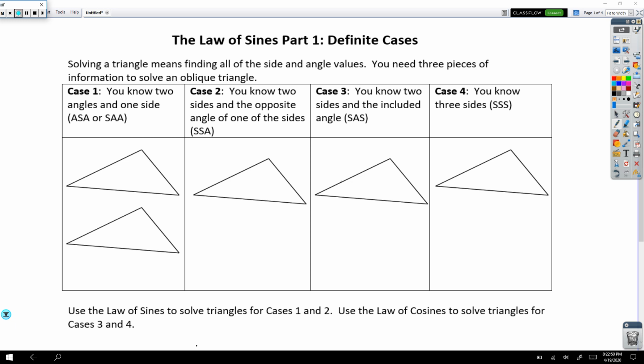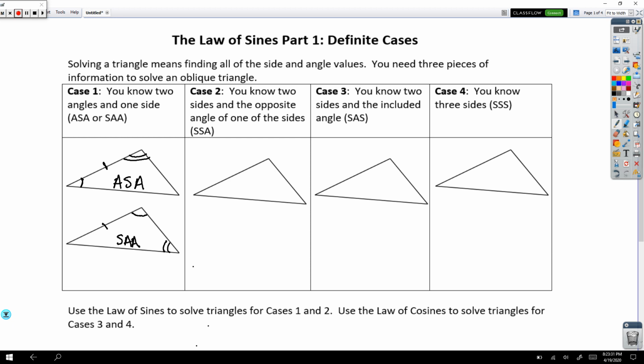So case 1 is when we have 2 angles and 1 side. So the first example of that is ASA, or angle side angle. What that looks like is I have an angle, the side, and then the second angle. So the side is kind of in between the 2 angles. So this would be angle, side, angle, ASA. The other instance we have here would be side, angle, angle, or SAA for short.